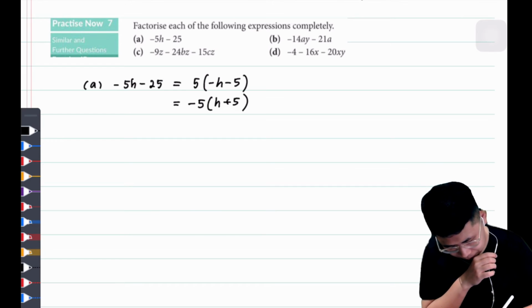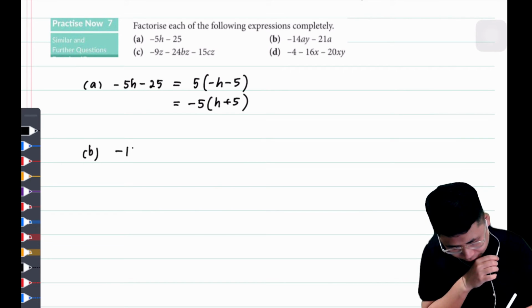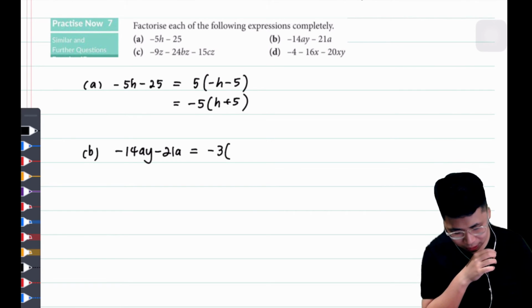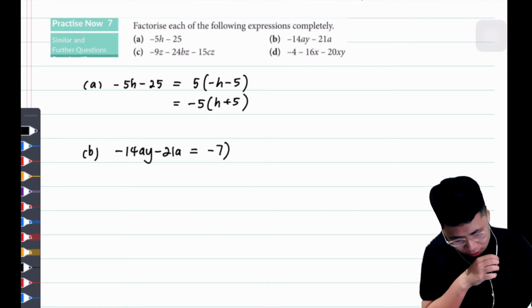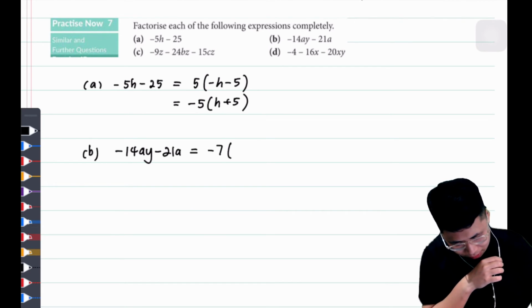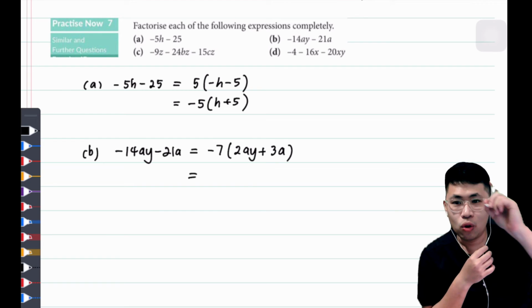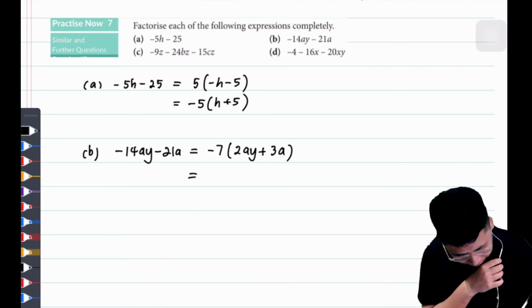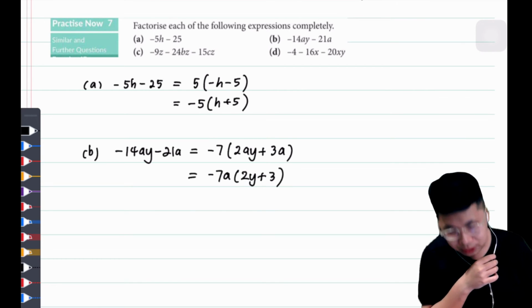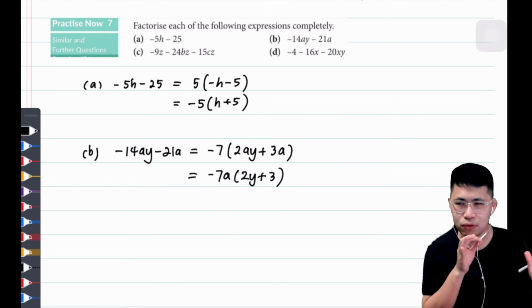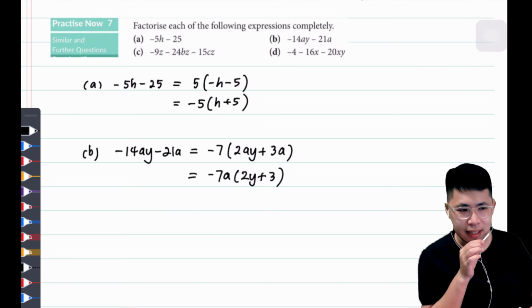Okay, part B. Part B, we have negative 14ay minus 21a. So if we were to bring out negative 7 straight away, we would have 2ay plus 3a after bringing out the negative sign. So over here we still have the a left, so we can bring the a out, negative 7a, 2y plus 3. Okay, so when we have both terms negative, we take out the negative sign as well.